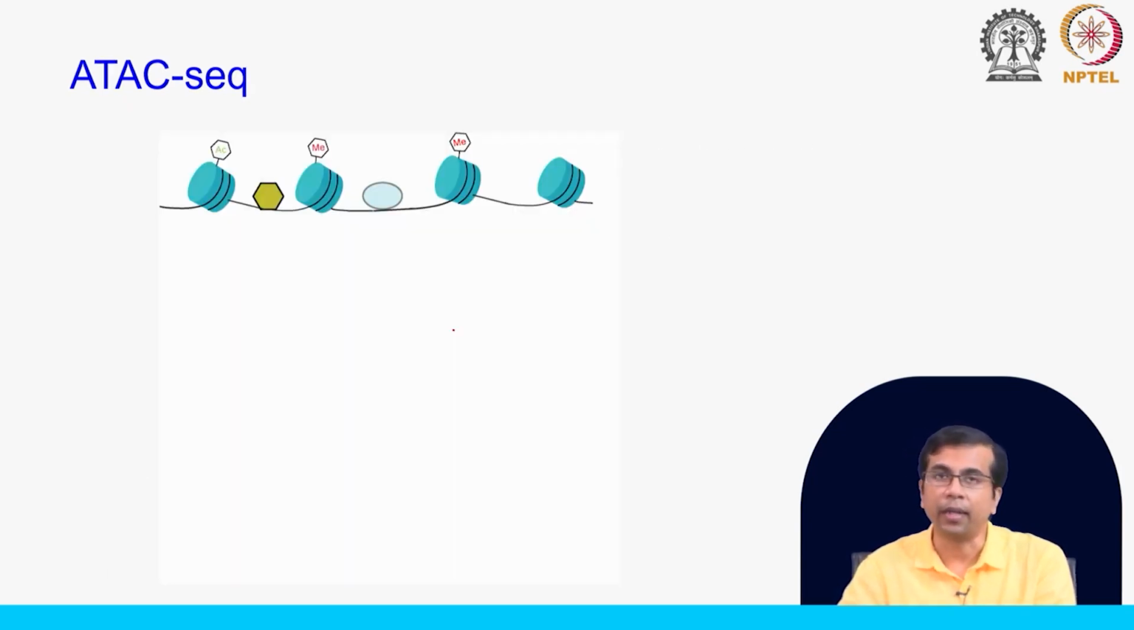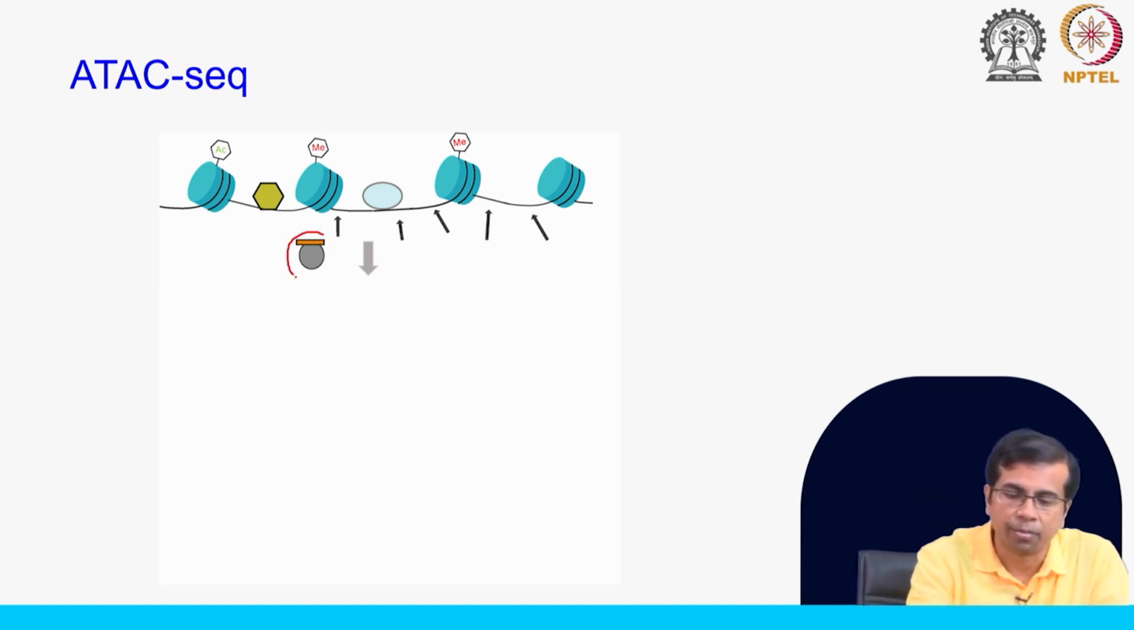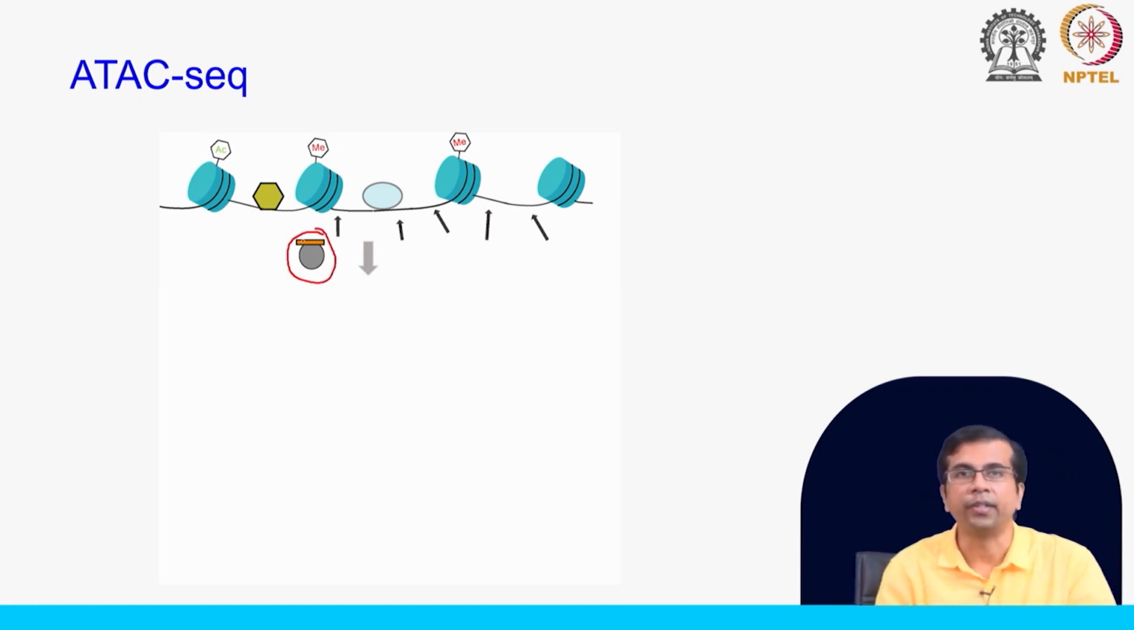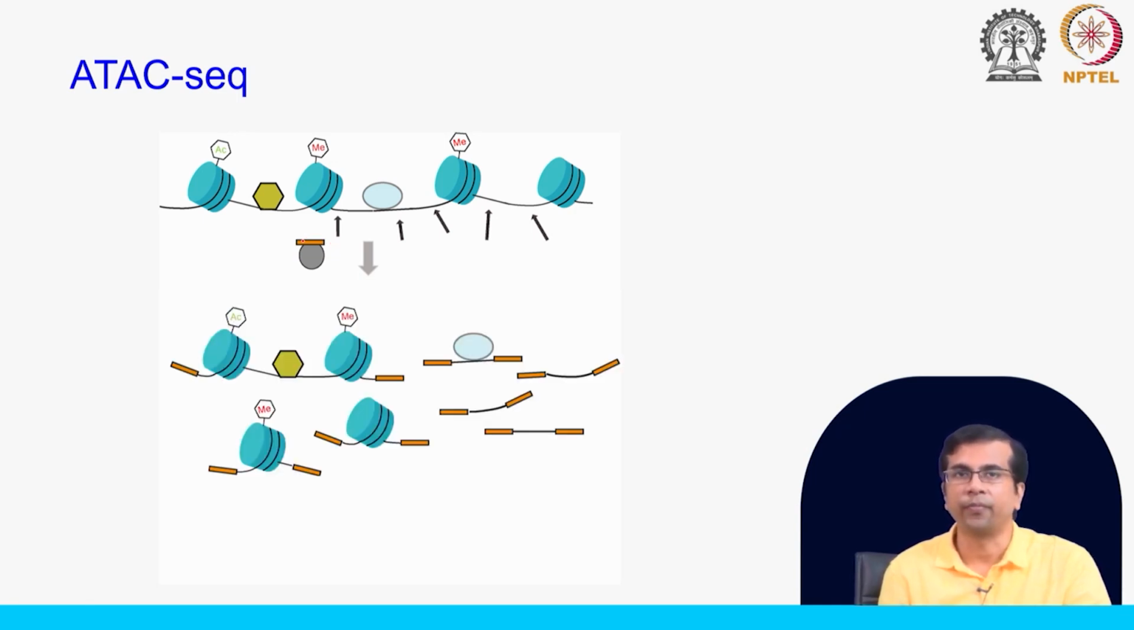So, here is the schematic again. We have the DNA bound to nucleosomes and proteins. Imagine this is the transposase, and the orange is the adapter sequence that will be integrated into the genome. By arrows I am showing the sites that are accessible to this enzyme. These are open regions, but the rest of them are not, they are occupied by nucleosomes or by other proteins. So, what happens here is that we get these fragments that are also integrated with adapters.